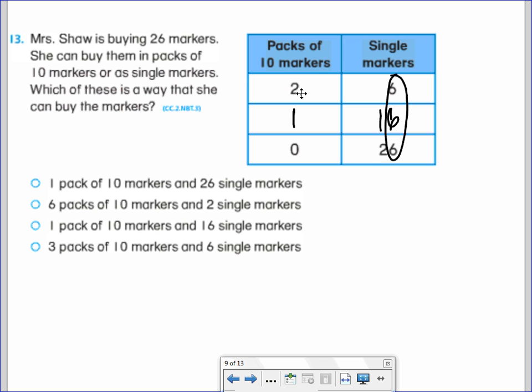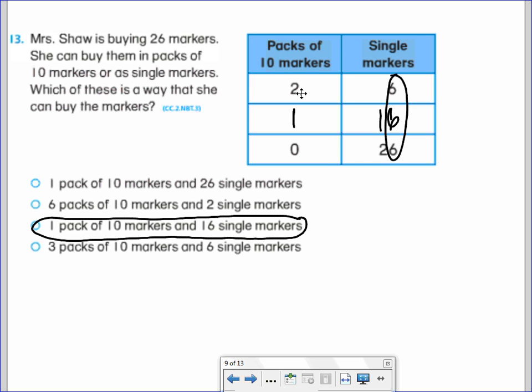Justin. Not 26. I think you misread. 16, right? 16 single markers. Good. Good job. Let's look at those other choices just to make sure. I just told you that you should do that, right?